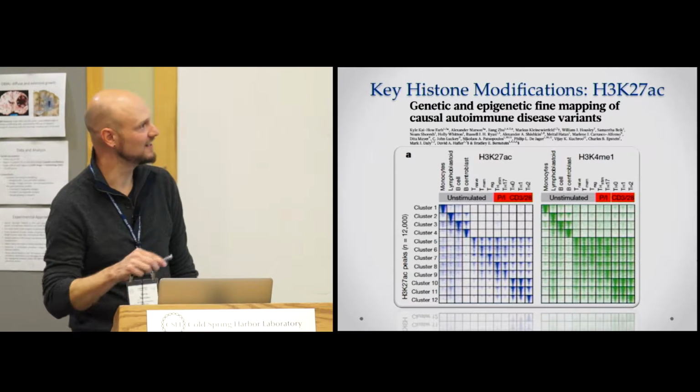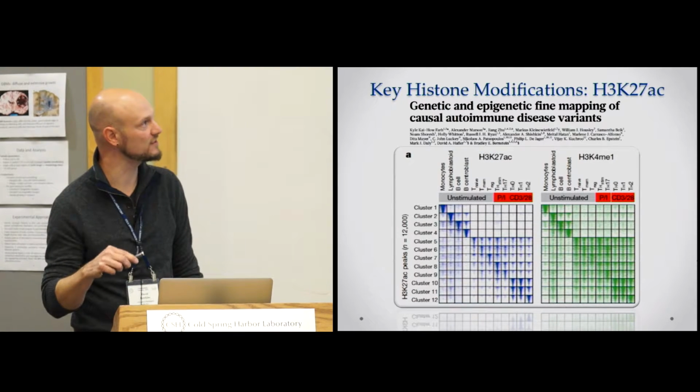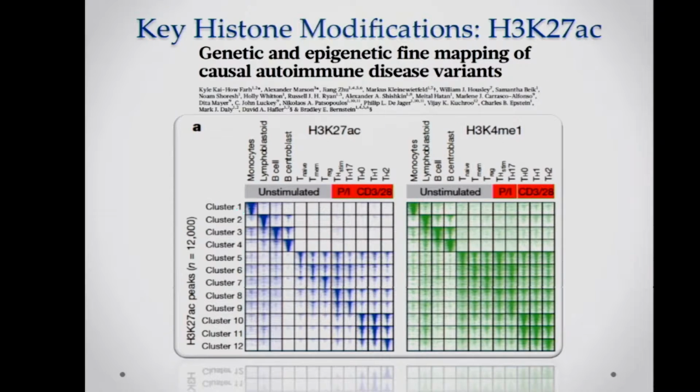But again, here this relates to Ross's point. In that Farr et al. paper where they looked at these blood cells and compare the acetylation and the monomethylation, in these clusters they're not actually clustering every single enhancer, because you can't fit the heat map on a page if you do that. But you can see that the pattern and the cellular specificity is near identical.